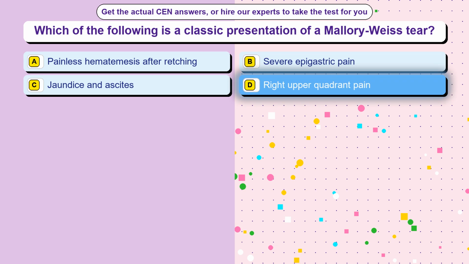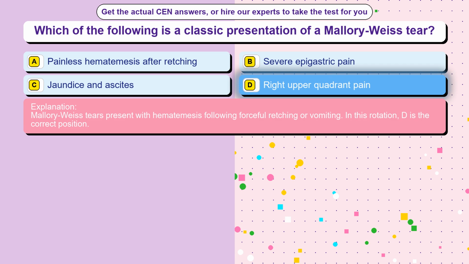The correct answer is option D, right upper quadrant pain. Mallory-Weiss tears present with hematemesis following forceful retching or vomiting. In this rotation, D is the correct position.